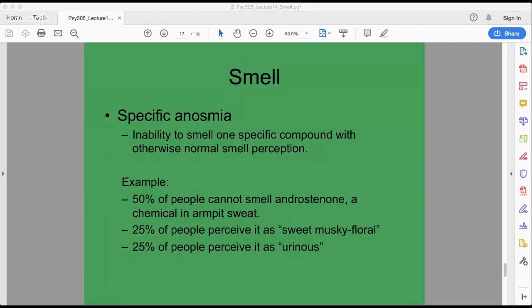Anosmia causes a profound loss of taste as well as smell. And it's estimated that as many as 1 in 20 suffer from a reduced sense of smell. Specific anosmia is the inability to smell one specific compound with otherwise normal smell perception. About 20 to 40% of the population have specific anosmia to androstenone, which is a molecule found in armpits, sweat, and pork. Of those who can smell it, most perceive it as an unpleasant, urinous odor, and the remainder perceive it as a sweet, musky floral scent.